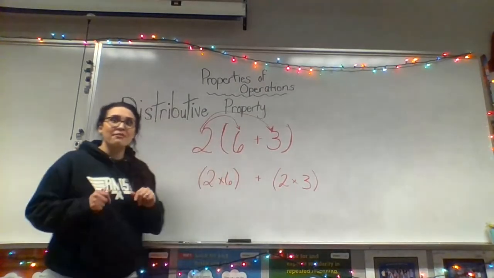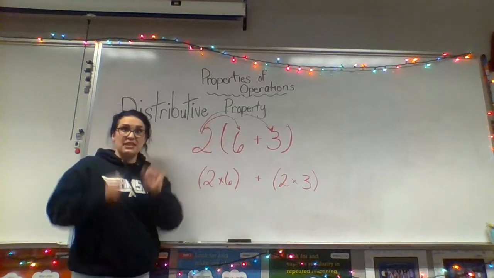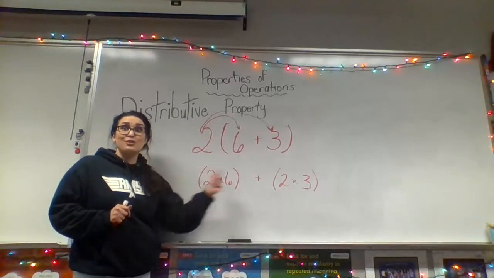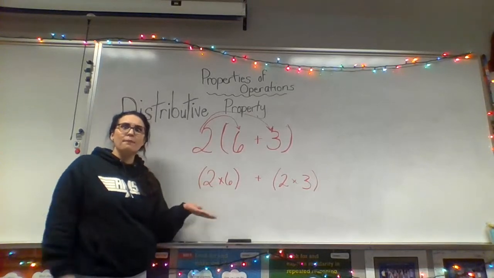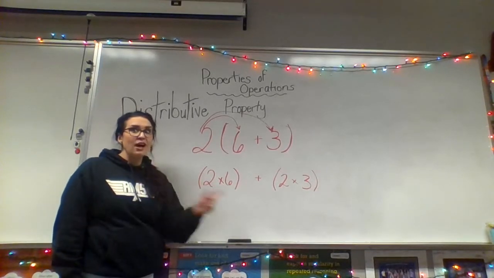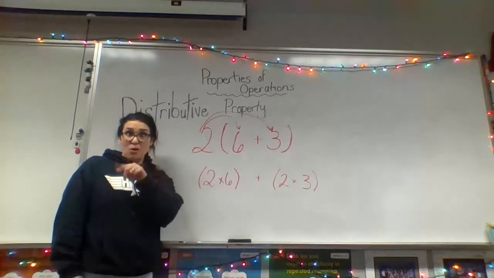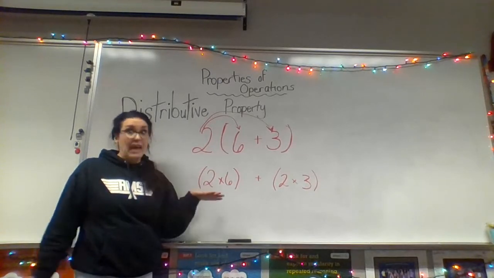So now, my friends, instead of just having one parentheses, right, and then multiplying it by 2, we have 2 different groups. But will it still equal 18? Yeah, it will, because 2 times 6, that's 12. 2 times 3, that's 6. What's 6 plus 12? 18.